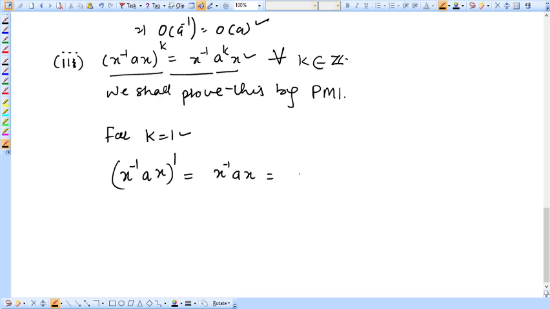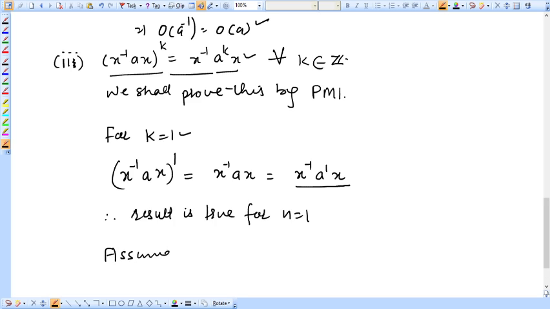Okay, which could be written as x inverse a power 1 x. So therefore, the above result is true for n is equal to 1. Now assume that the result is true for k is equal to n.